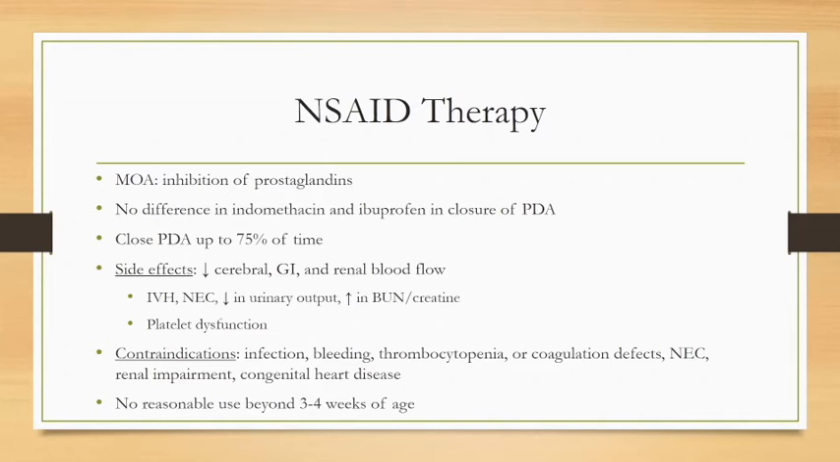The side effects seen are a decrease in cerebral, GI, and renal blood flow, and this can cause IVH, NEC, and a decrease in urinary output, an increase in BUN and creatinine ratio, and even platelet dysfunction, which therefore means that contraindications include infection, bleeding, coagulation defects, NEC, renal impairment, and congenital heart disease.